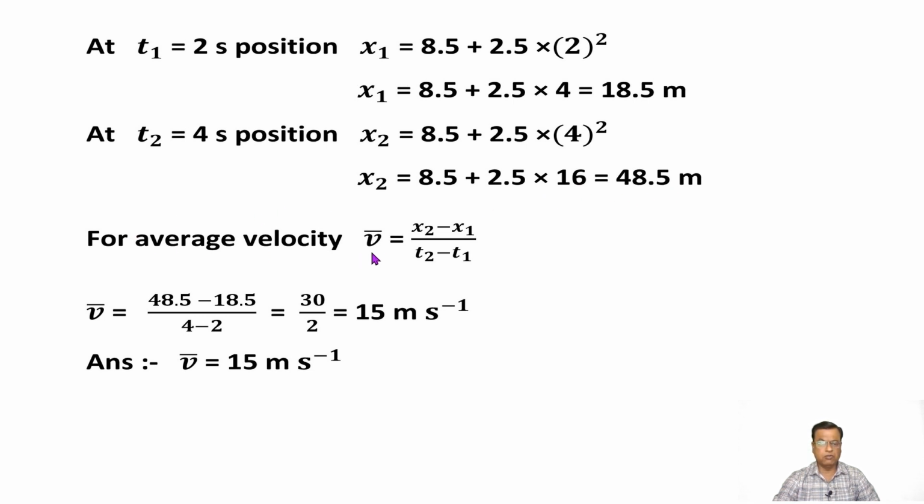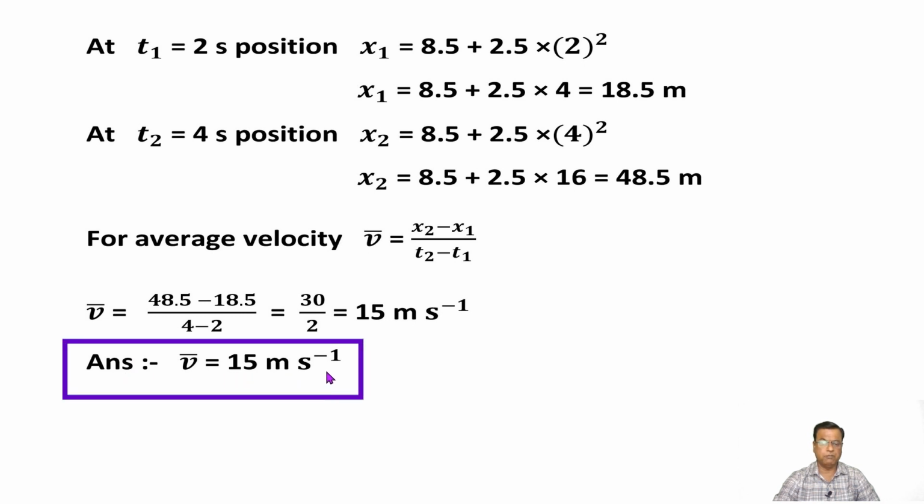Now for average velocity, this is the formula. So substitute value of t1 and t2 and x1 and x2 in this formula. So v bar equal to 48.5 minus 18.5 upon 4 minus 2, so 15 meter per second. For average velocity, this is the symbol. Here v for velocity and bar for average velocity. So answer is v bar equal to 15 meter per second.